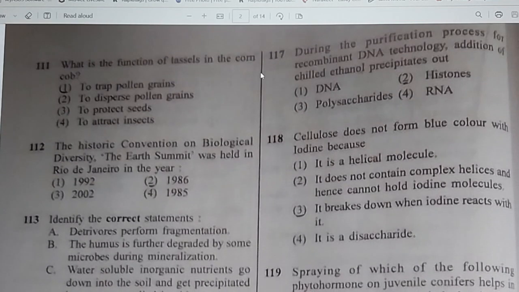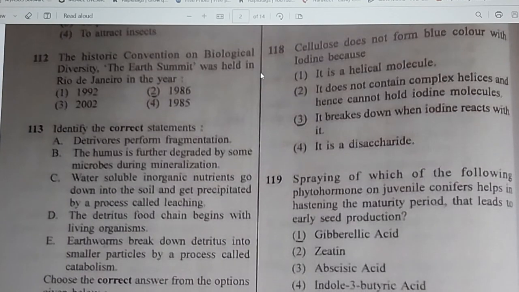111 question, what is the function of tassels in the corn cob? They are dispersing the pollen grains, which is option B. And the historic Convention on Biological Diversity, Earth Summit, held in Rio de Janeiro in 1992, which is option A.